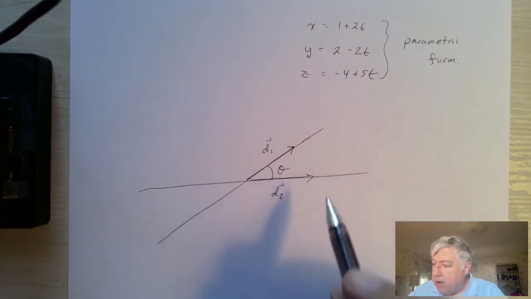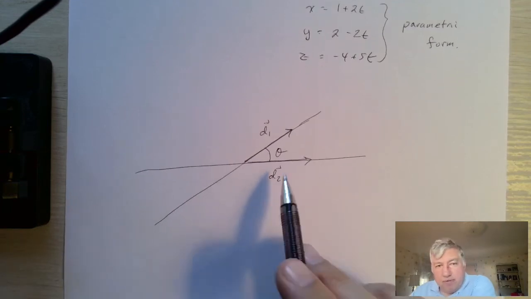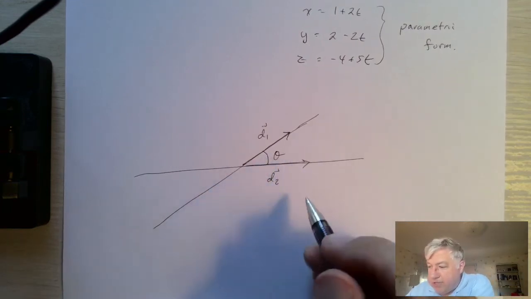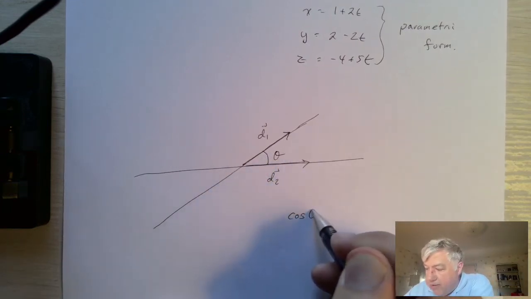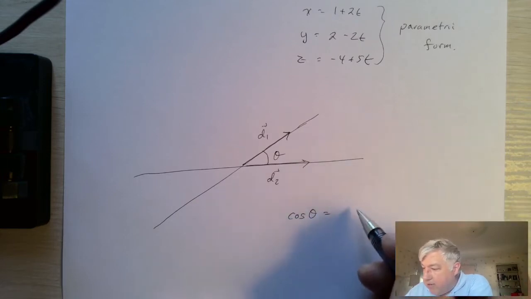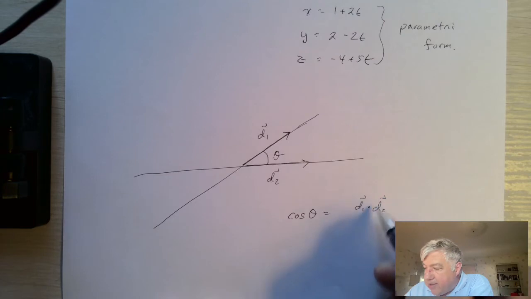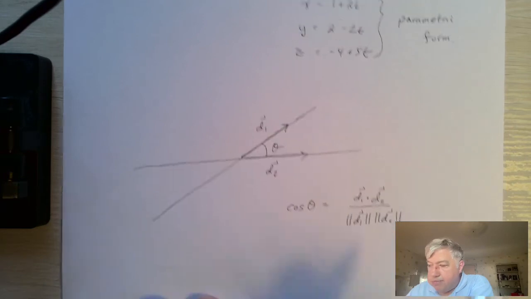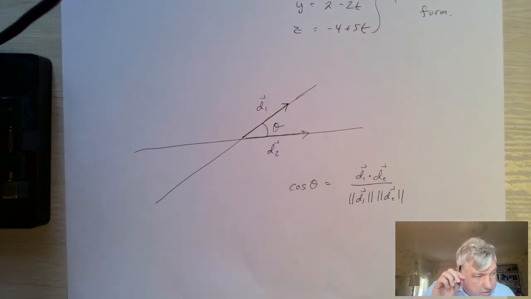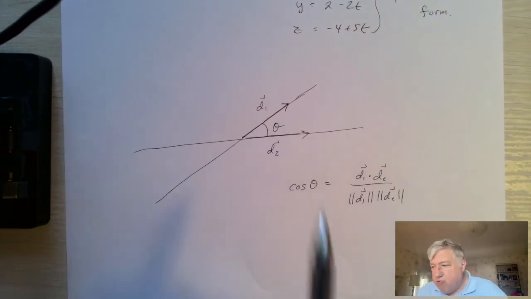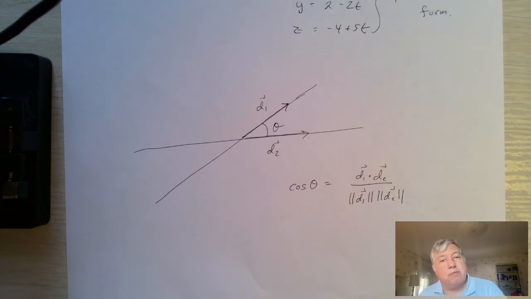If you remember the formula for finding the angle between vectors, it's actually the formula for the cosine of that angle. In this case, it would be D1 dot D2 divided by the length of D1 times the length of D2. And in this case, you don't really need to know what the point of intersection is. You just need to know the direction vectors.